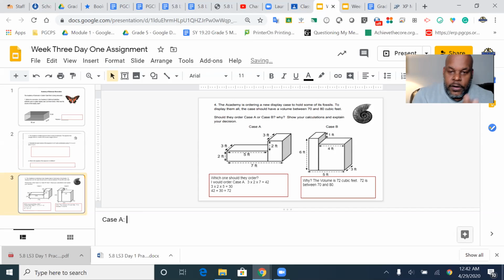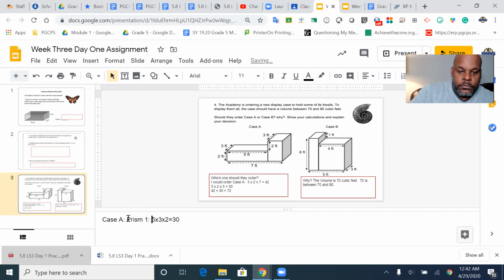All right. So Prism 1, let's look right here. It'll be 5 feet by 2 feet by 3 feet. So 5 times 3 times 2 equals 30. That's Prism 1.